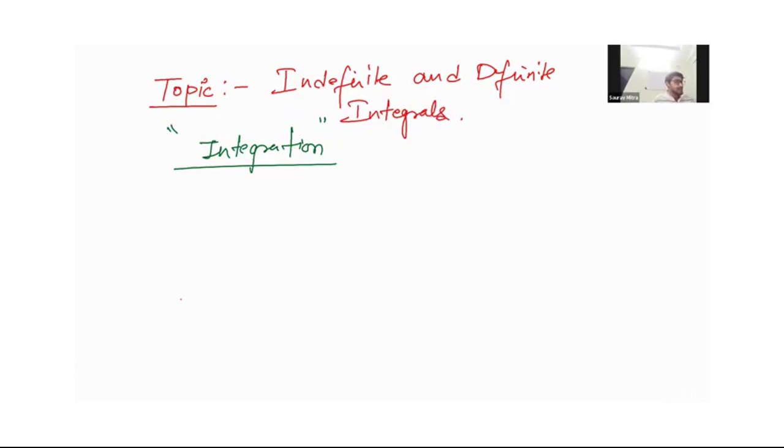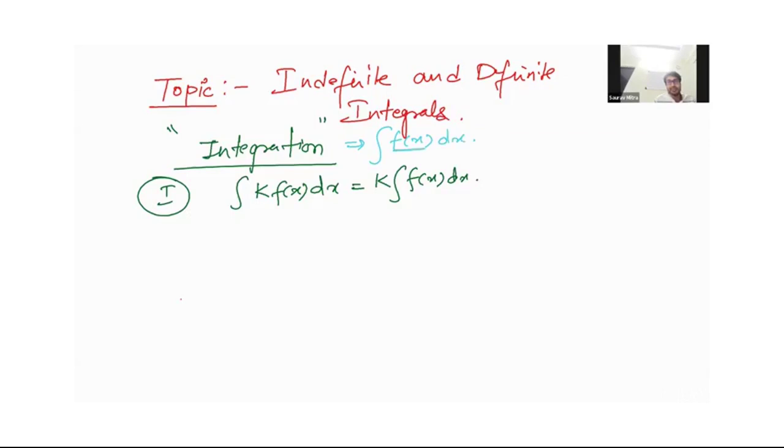So let's start. The first property we will cover today is integration of k f of x dx equals k times integration of f of x dx. See what this expression means. You have an integration sign, denoted like this. Inside you will have a function f of x dx. If f of x is there, then you will have dx. If you have f of y as a function, then you will have dy. This is your notation.